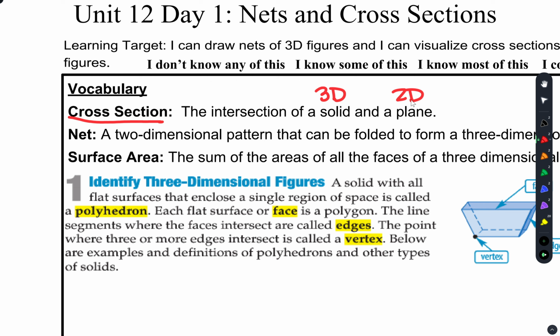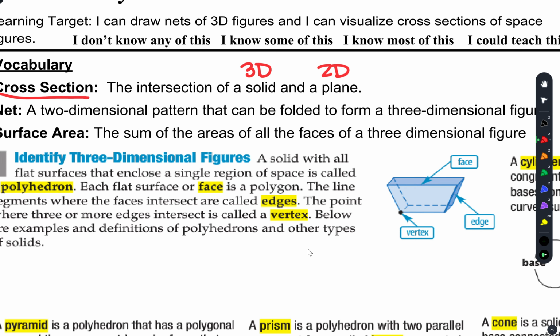So for cross-sections, we're going to have a lot of different kinds of cross-sections. You can really cut a shape any way you want to. Imagine you literally slice through it with a sword. You open that shape up, like imagine Fruit Ninja. You guys play Fruit Ninja? Okay, you open that shape up. What's on the inside? What flat two-dimensional shape is looking at you? Are you looking at a square, a circle, a triangle? That's going to be the shape of your cross-section.